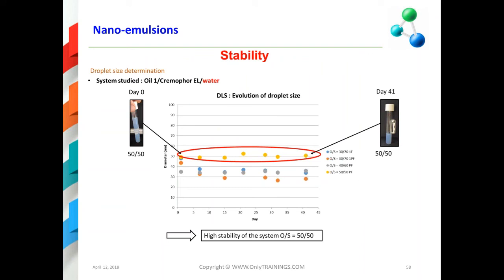Okay, if we look at the particle size at the different dilution lines, at different surfactant to oil ratios, 30 to 70 to 50 to 50, we observe that in all cases, we obtain very fine nanoemulsions with diameter lower than 53 nanometers. And if we follow the stability of these droplets during 42 days, we observe that the droplet size shows almost no variation. So due to the small droplet size, nanoemulsions will be stable against creaming and sedimentation.